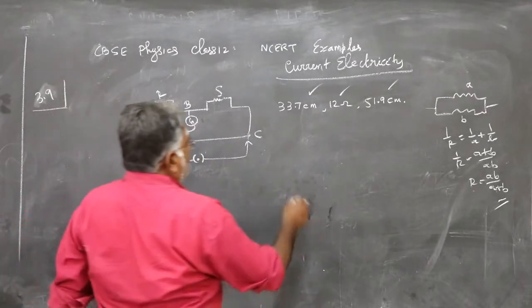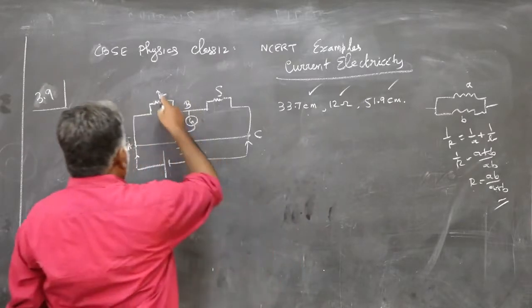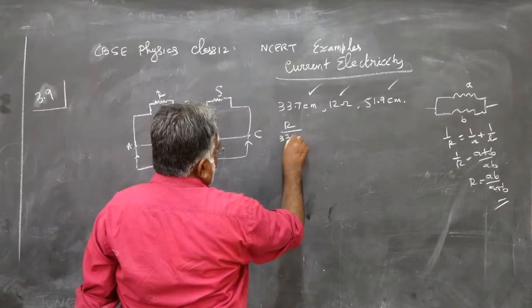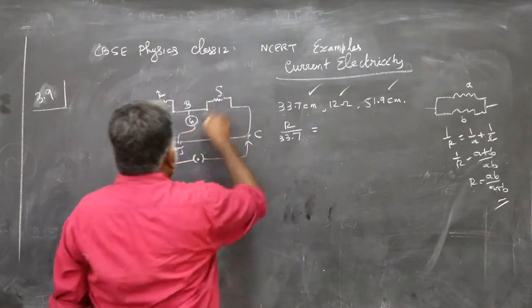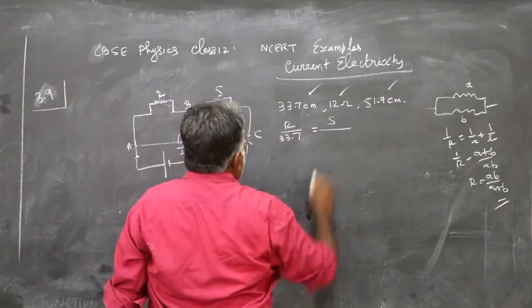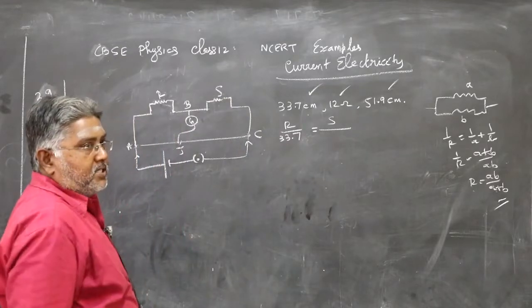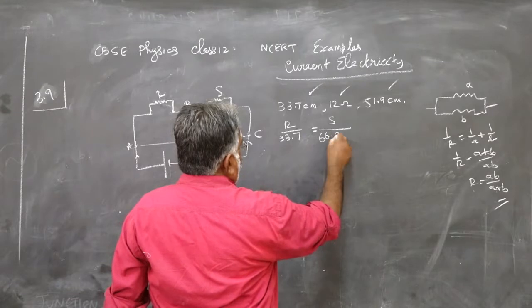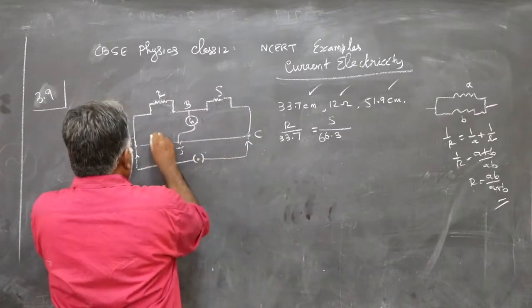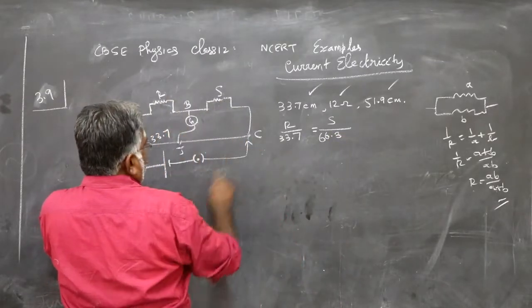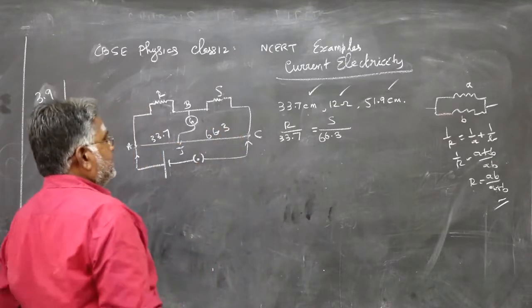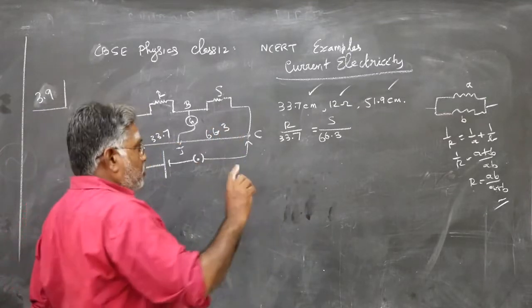Okay, so therefore what do you have now? First part, R by 33.7 is equal to S by 100 minus 33.7, so 66.3. Because total length is 100, this is 33.7, this should be 100 minus that, so 66.3. Equation 1.